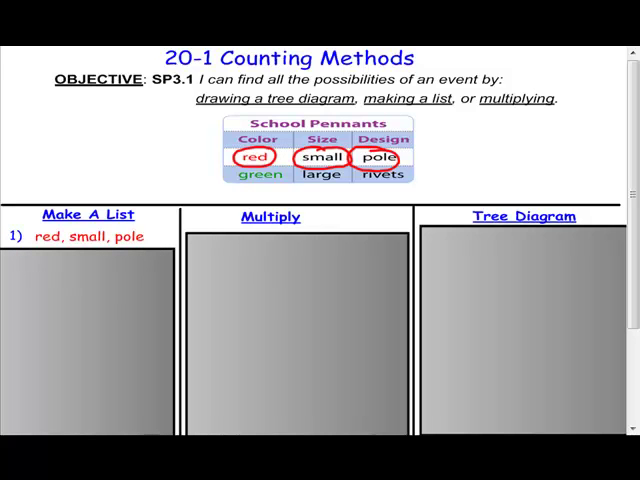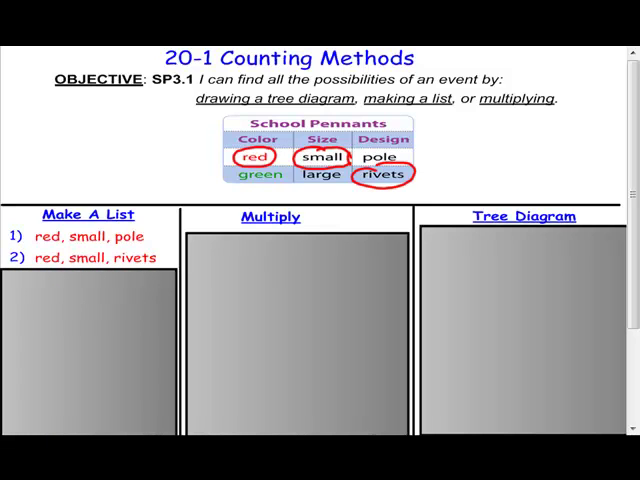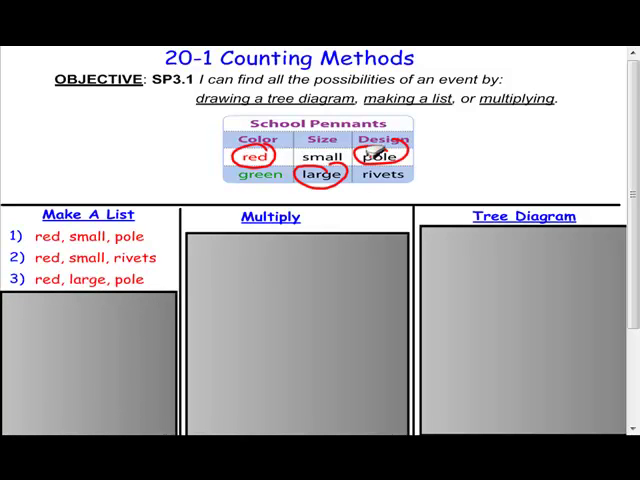There we go. So then I say, well, I have another choice for design, so I can keep with red and small and choose rivets this time, and I write that down as a choice. So what you're doing is you're choosing all your possible options. All right, so we're done with red small because we don't have any other choices for red and small other than pole and rivets. So let's go with red large, and we can put that on a pole. And we still have another choice for red large, and that would be red large with rivets.